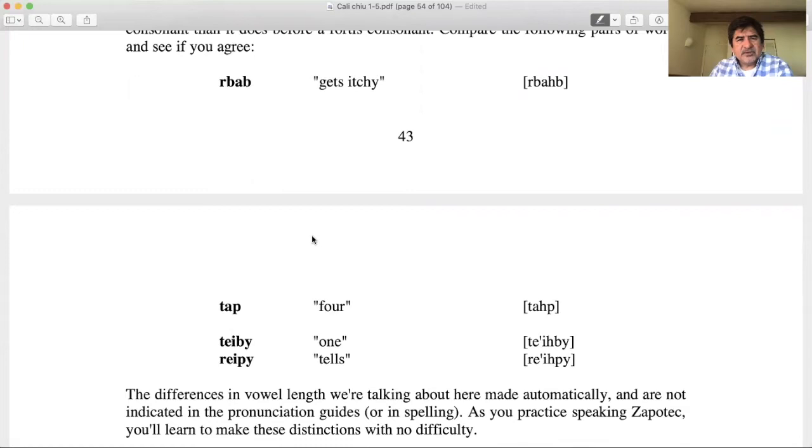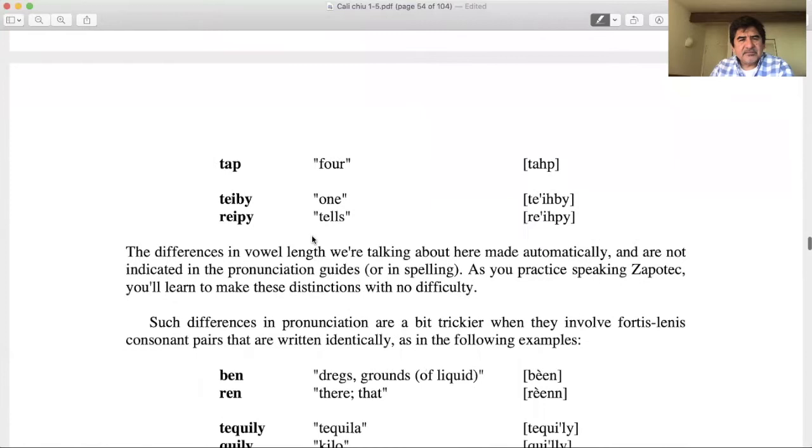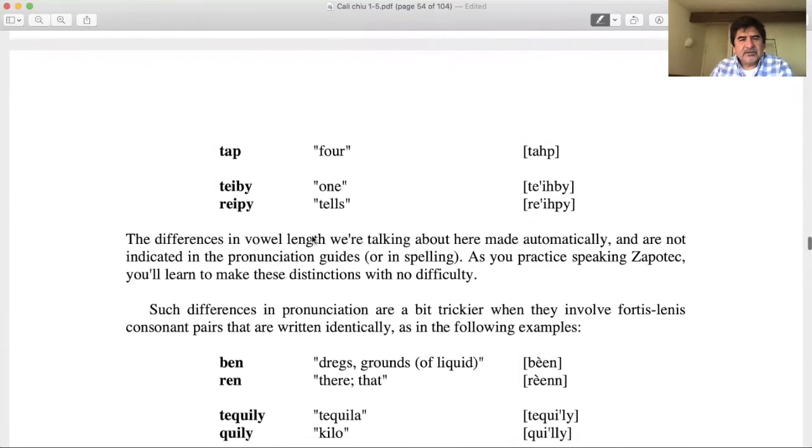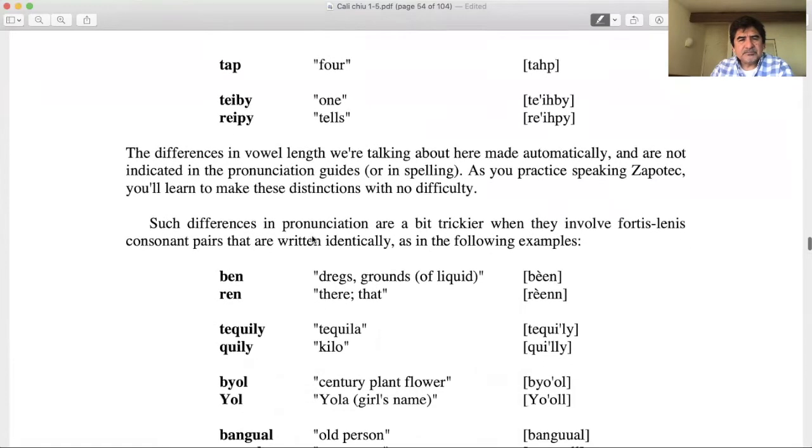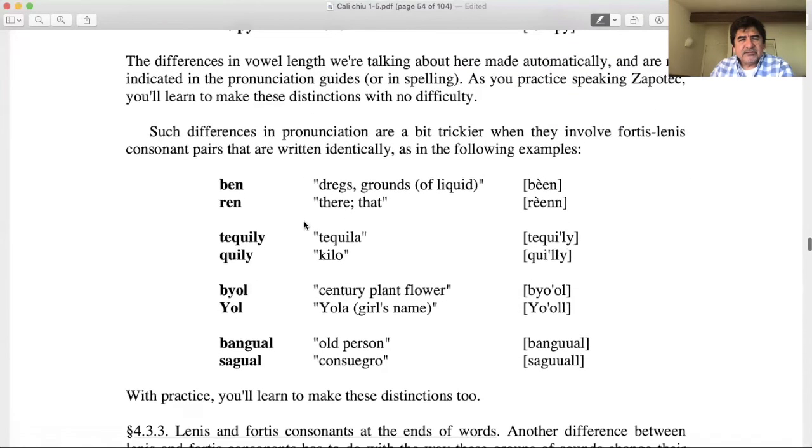One more time, rbab, tap. The next pair, repi, repi, repi. All right, so we have here, one thing to notice is that they are written, I mean, the ending is the same, right? But the difference is the length that I pronounce the end. So again, pay attention to the endings, the sound of the end.